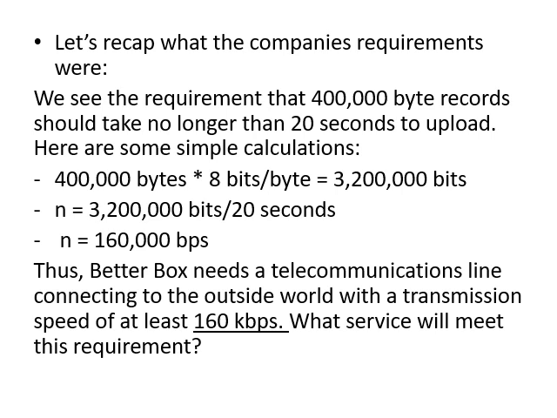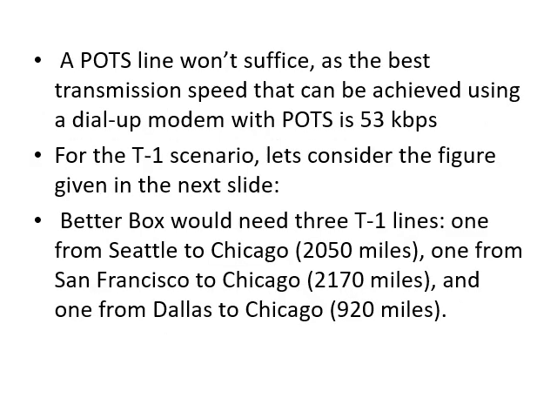So thus the BetaBox needs a telecommunication line connecting to the outside world with a transmission speed of at least 160 kilobit per second. So now let's look at the requirements. For a POTS line, definitely won't survive, because at best it can provide, as we saw before in the details, 53 kilobit per second. So we cannot even put that into any perspective of calculation, so we forget about that one. The next one is the T1 scenario.